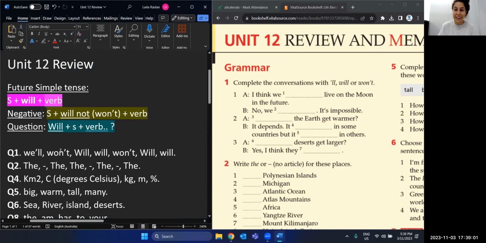The verb is the action. I will see you tomorrow. I will call you tomorrow. I will travel next year. I will study on the weekend.